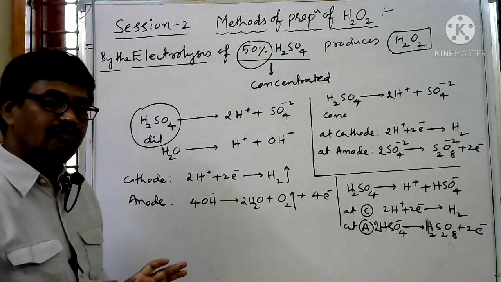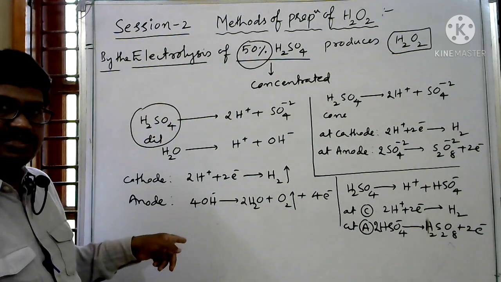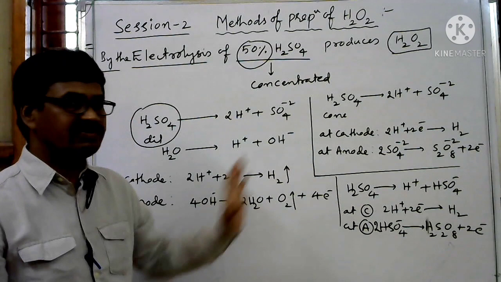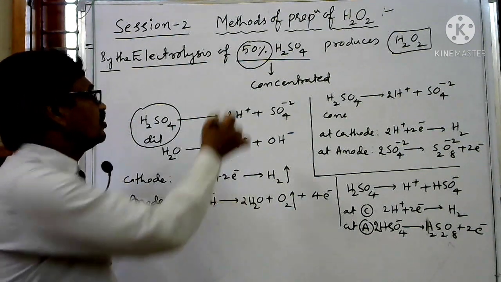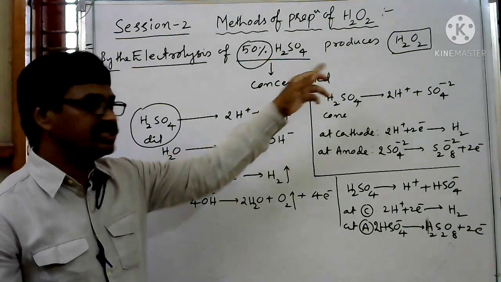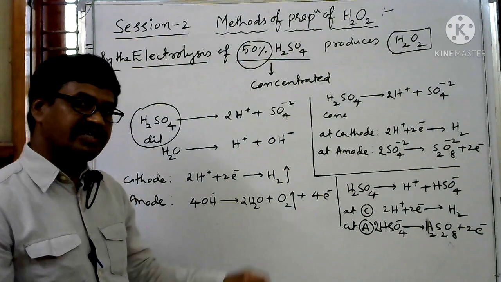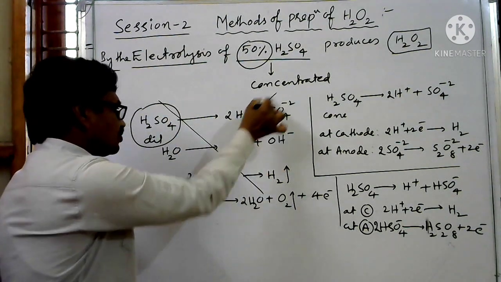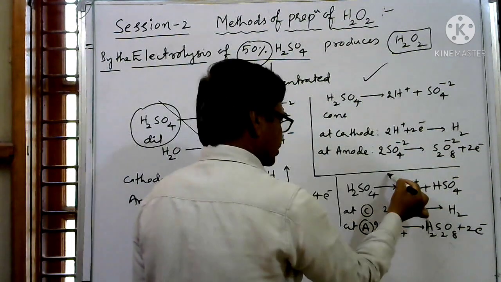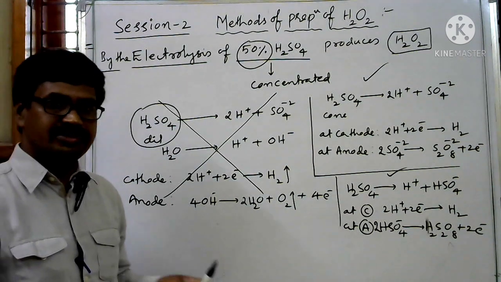Remember, there is an effect of concentration on electrolysis. If it is diluted, how the electrolysis process takes place; if it is concentrated, how the electrolysis process takes place, I have given the explanation. So here we have taken 50% H2SO4 in this process. During preparation of hydrogen peroxide, we are taking 50% sulfuric acid. If you take 50% sulfuric acid, these reactions will not take place. Either this reaction or this reaction we can consider because it is concentrated. Okay, this information you should know.